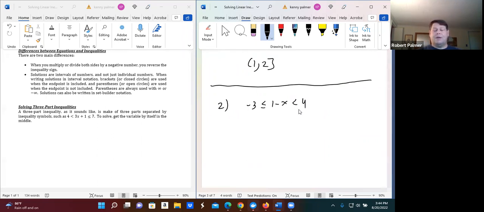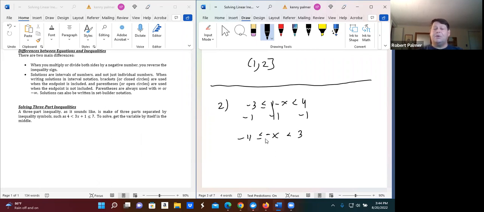Okay, same idea. Get x by itself in the middle. So I need to subtract 1 from both sides, to get this 1 away. So -1 from all 3 parts. And so we have -4. In the middle, we have x. Over here, we have 3. And remember that adding, subtracting never changes our sign. So this is going to be, sorry, this is a negative x in the middle. So we still have the same signs.